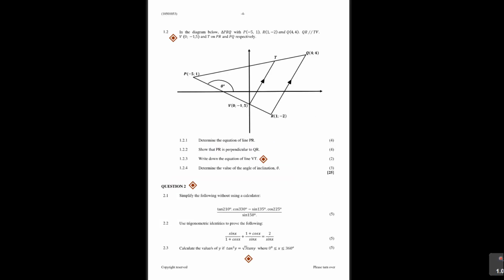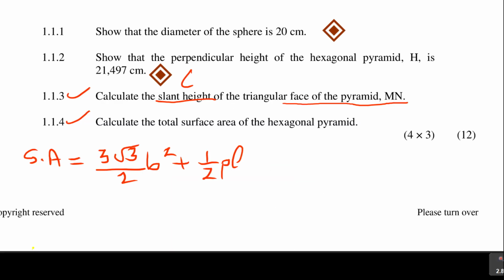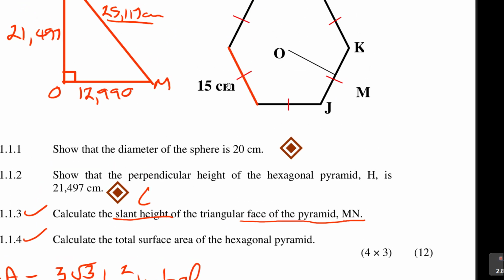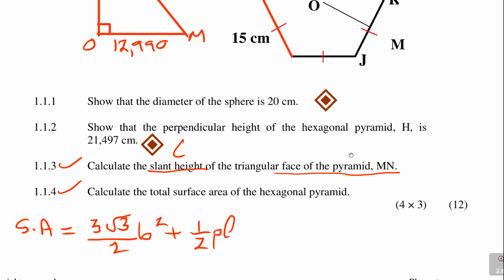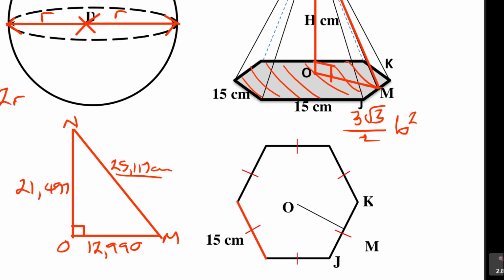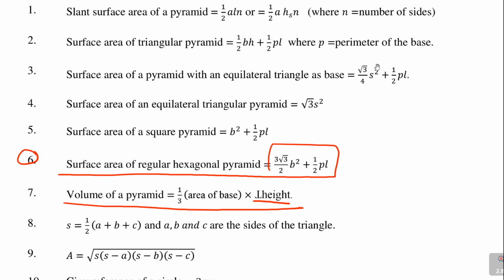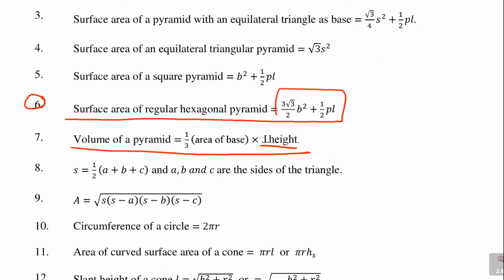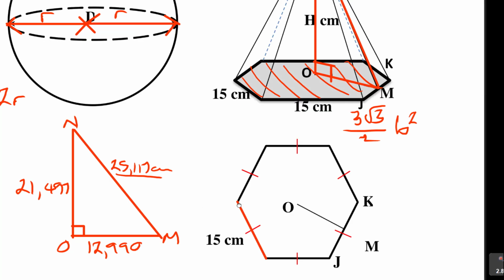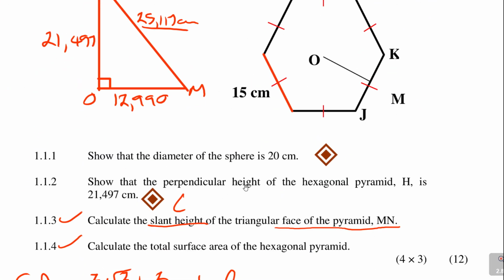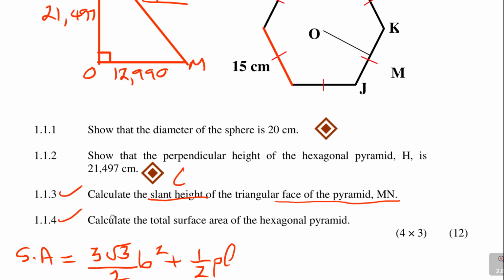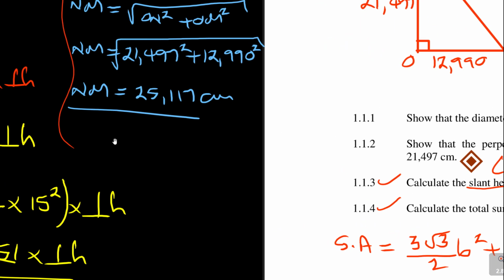Right. So now we need to know what is what. We already know this part here, where b, we remember, was 15. But now what about p? They told you p is the perimeter. Let me go back to the formulas. They're telling you that p represents the perimeter of the base, and l is the slant height, which we just calculated in 4.1.3, which is NM.